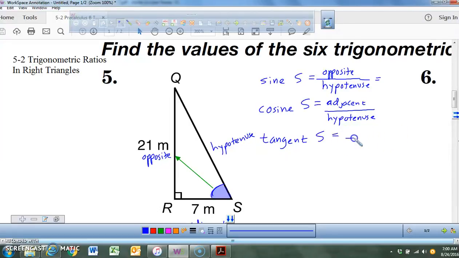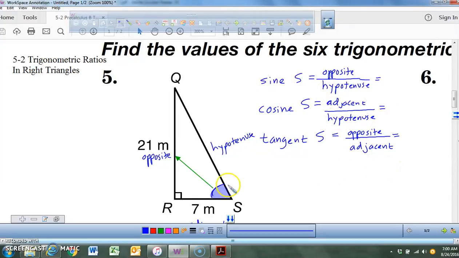And the tangent of angle S is going to be the relationship between the opposite side, the ratio of the opposite side in comparison to the adjacent side. Okay? So when it asks you for the sine of S, the cosine of S, or the tangent of S, that's the relationship.